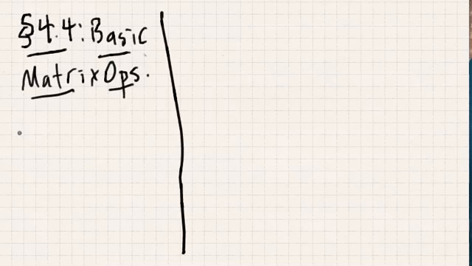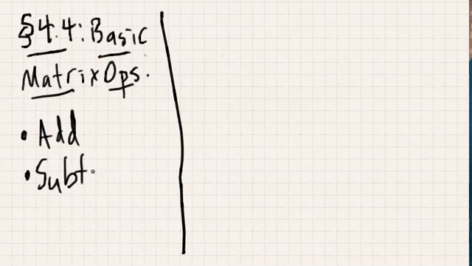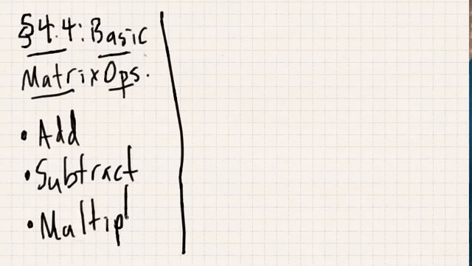Well, we can do a lot of the same basic things that we can do with numbers. We can add, and we can subtract, and we can multiply. And there are actually two different sorts of multiplication that we're going to be looking at. But let's start off with addition and subtraction because those are really the simplest. So let's say this, addition.